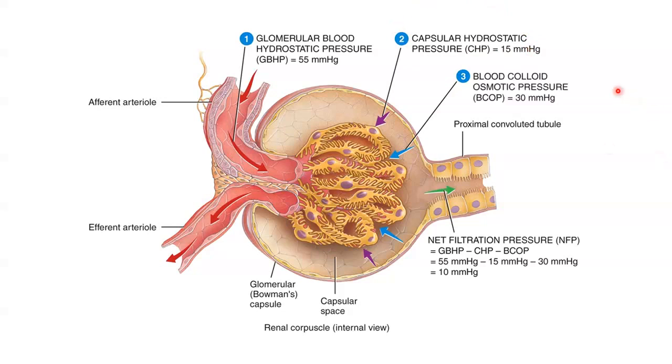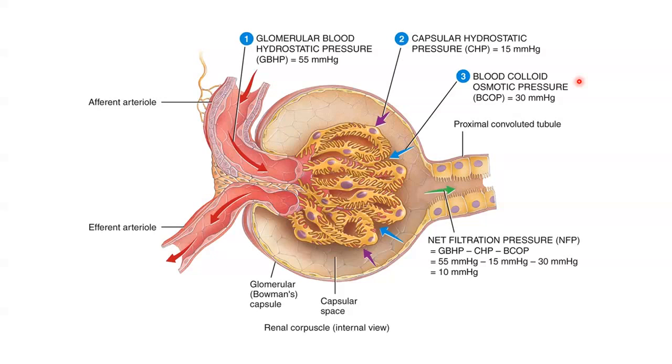The third pressure is our blood colloid osmotic pressure. This is the pressure caused by the presence of large proteins in blood plasma, which are kept within the glomerulus, and they act to draw water back into the blood vessels.